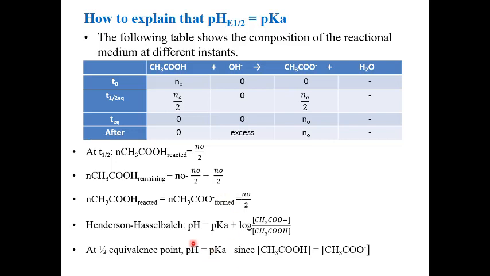And this is a very important thing to be memorized upon titration of a weak acid with a strong base. Always at half equivalence, the pH is equal to pKa, and this is why we saw it like this on the graph, on the curve.